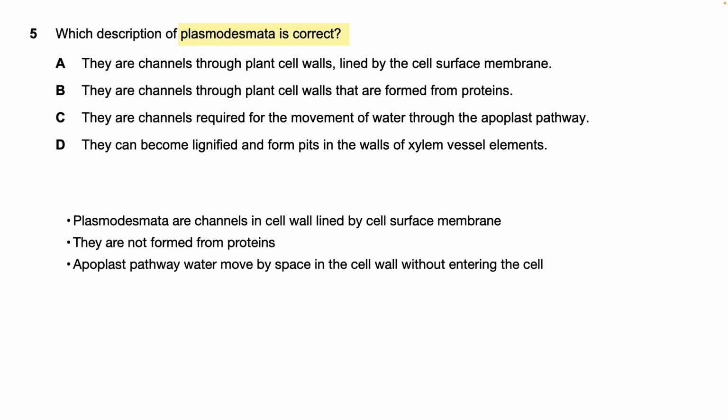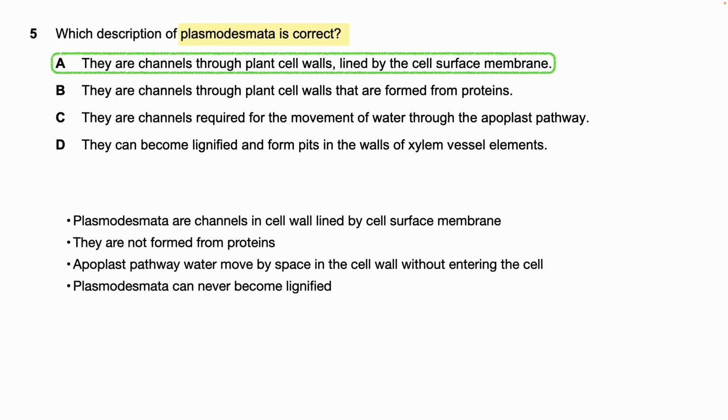Then they can be lignified and form pits in the walls of the xylem vessel. So plasmodesmata can never become lignified. That's why in the pit region there is still a cellulose cell wall in xylem, which helps in the movement of water from one xylem vessel to the other xylem vessel. So the correct answer is A. They are the channels through plant cell walls lined by the cell surface membrane.